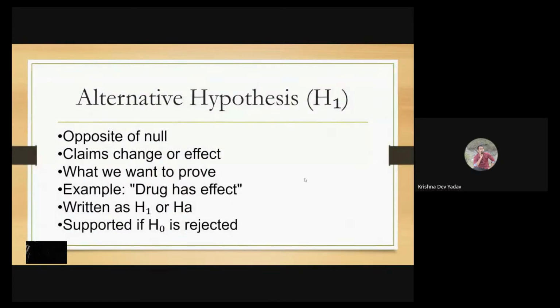In the next slide, the alternative hypothesis, H1. It is generally denoted by H1, and it is the opposite of the null. It says that something is changing or having an effect. For example, the medicine helps reduce symptoms. If we get enough proof, we reject H naught and support H1.